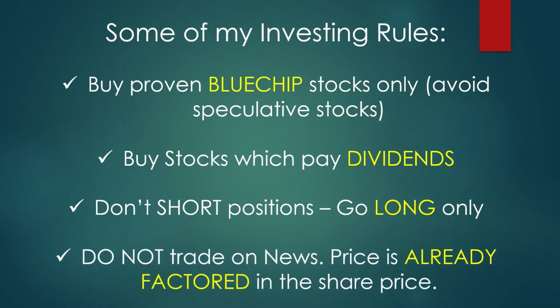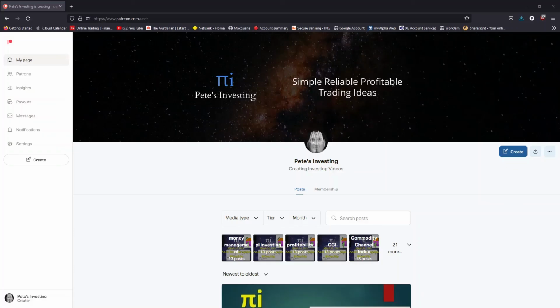Do not trade on news. Price is already factored in the share price. If you read an article in the finance pages which talks about an event on the stock you're considering, the chances are it has already been factored in the share price. So you've missed that boat. I did a video in September 2021 titled Uranium Stock Too Late to Trade, which demonstrates the effect that news has or hasn't in the share price action. Suggest you watch that video to get a better understanding.